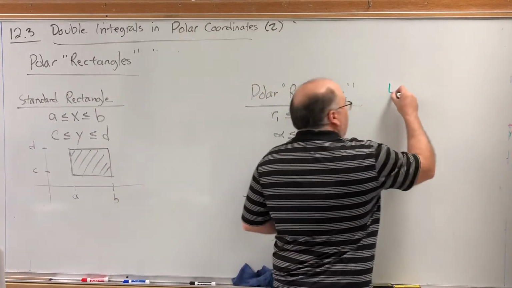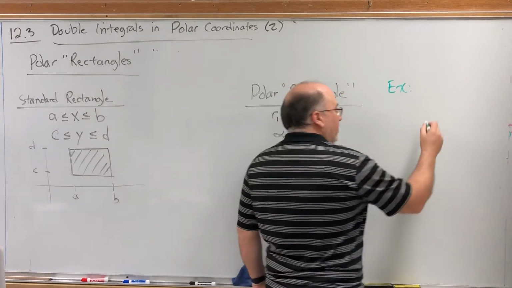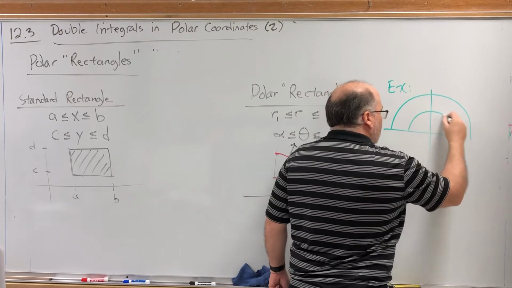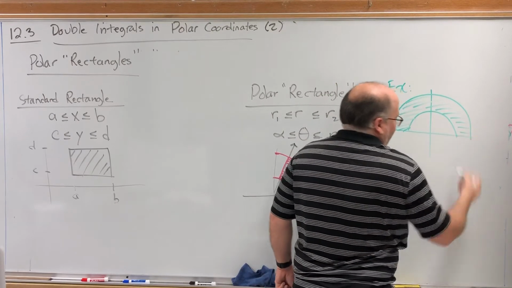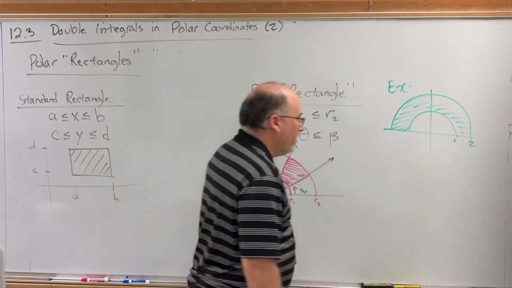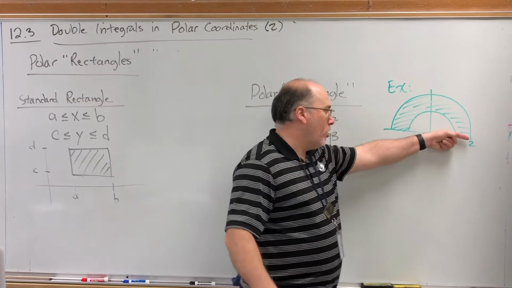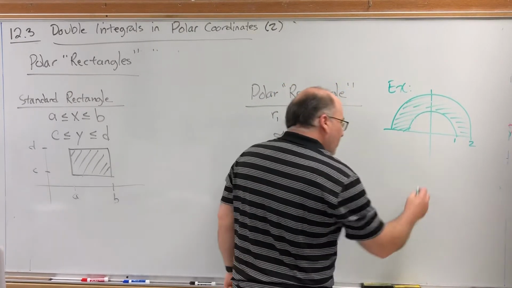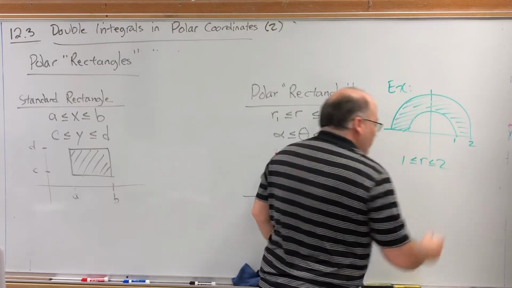For example, let's say that we're going to do a polar double integral, and it's going to be over this half donut region, if you will. And let's say that the inner radius is 1 and the outer radius is 2. I really don't need to define the angles because it should be pretty evident from where this quote-unquote rectangle begins and ends. It almost looks like a rectangle somebody bent. The radii are going to be bound between 1 and 2.